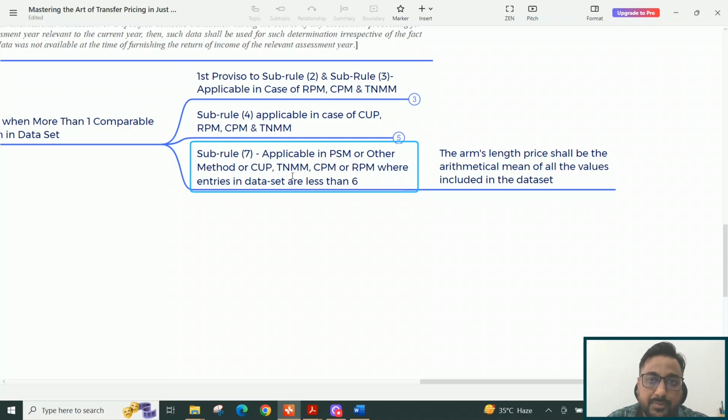Now in case of PSM and other method, there is no restriction of 6 or less than 6. There is no threshold or computation mechanism for more than 6 or less than 6. So in case of PSM and other method, you have to compute the arm's length price by averaging out the list of those prices. I hope this clarifies. We are going to do the practical session on this entire part in the coming video.